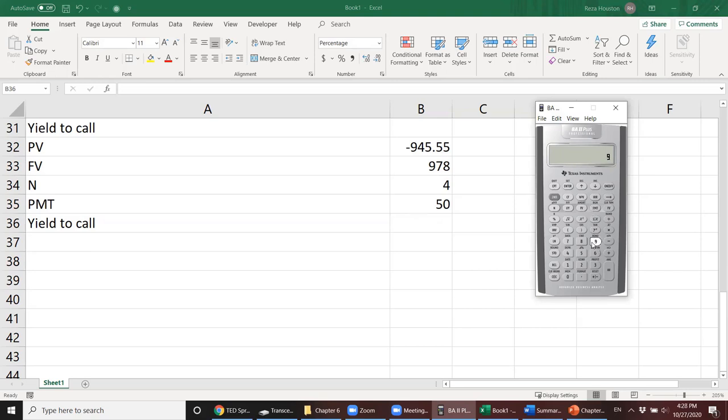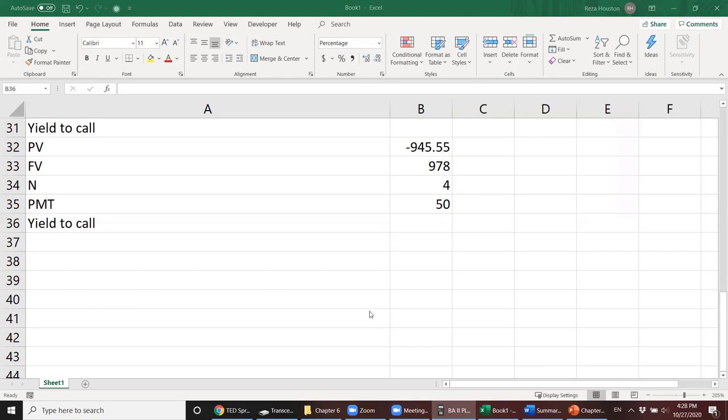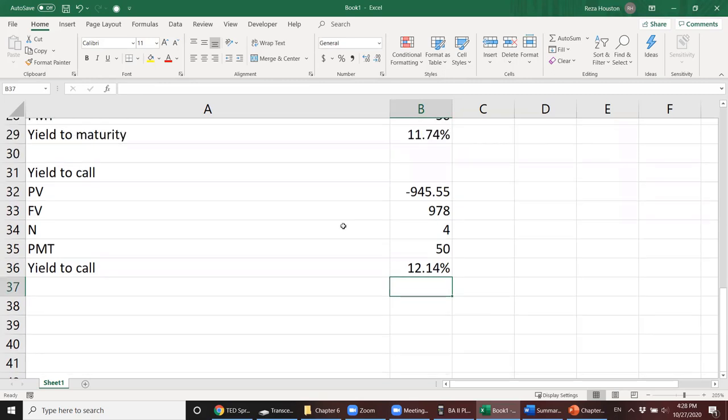So here our face value would be 978. We still have a payment of 50. We have a cash outflow of 945.55 negative. And N of four, compute our I divided by Y. That's gonna be 6.07. And remember that's our semi-annual yield. So we need to multiply that by two to get an annualized yield. And that's gonna give us 12.14%. All right, so that's our yield to call.